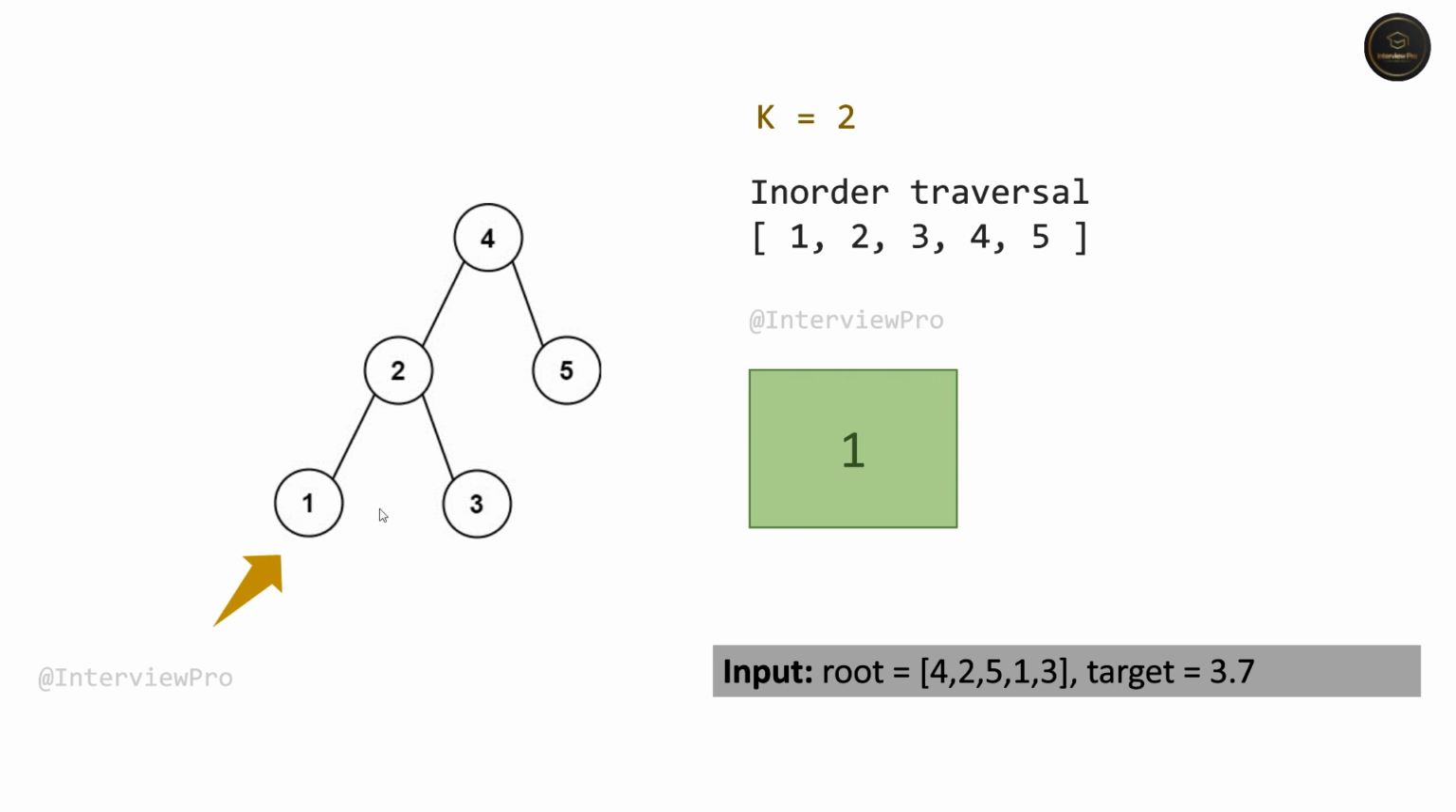First, we'll move to the extreme left because this is how the in-order traversal works, right? It starts with the left, then moves to the parent or the root, and then it goes to the right. So we have 1.